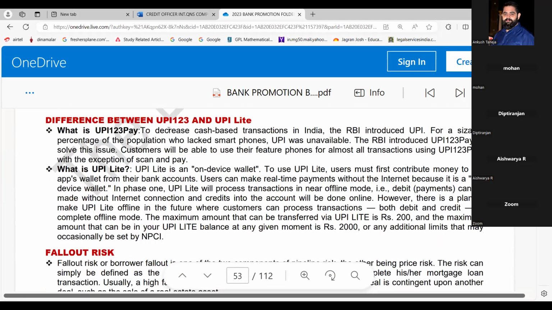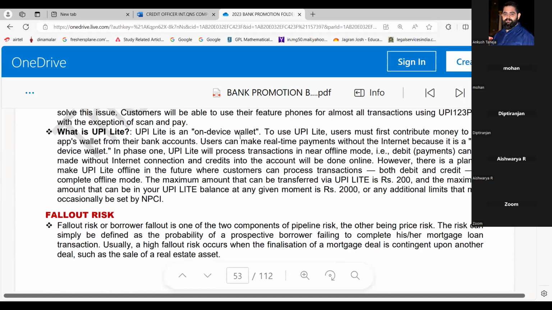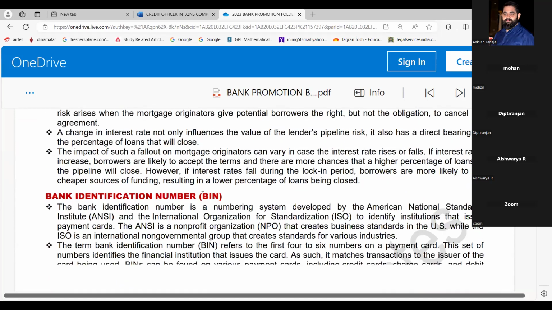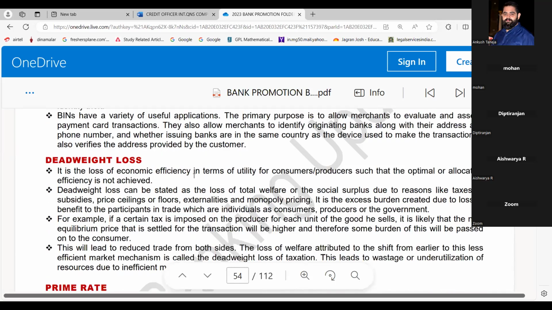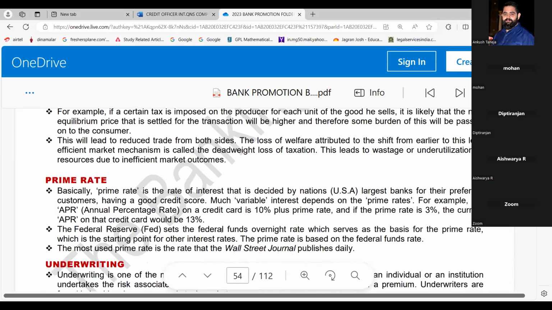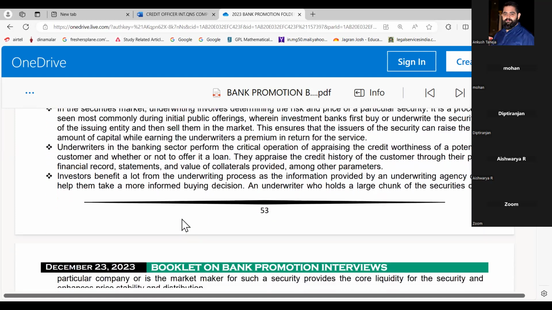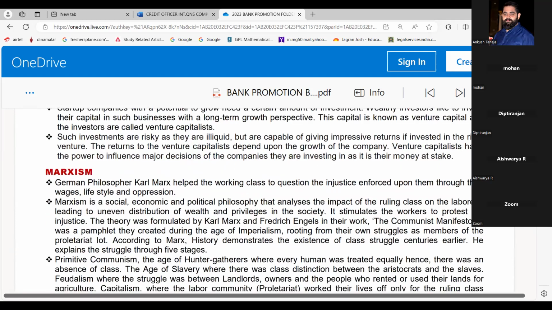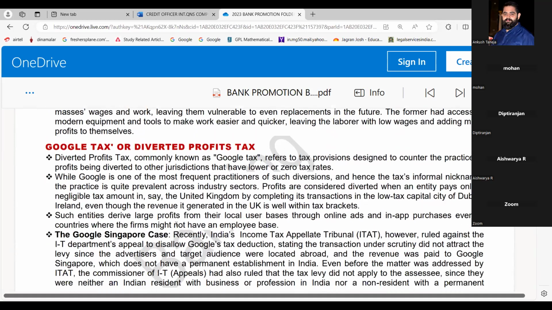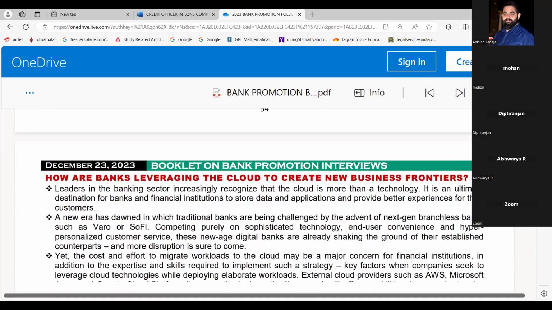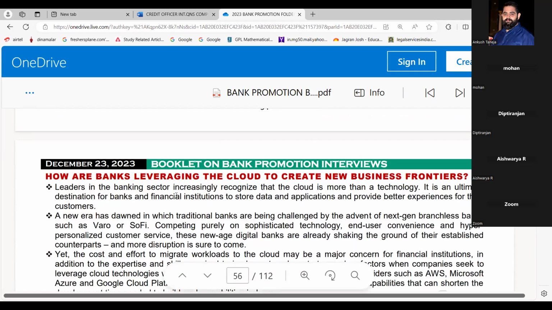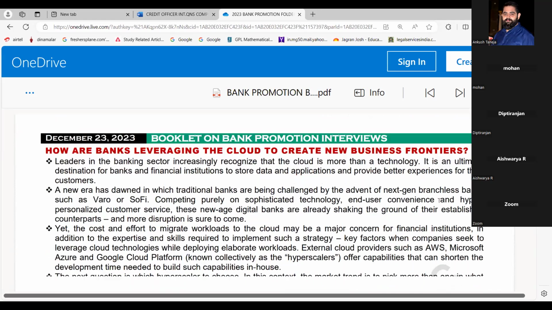What is difference between UPI 123 and UPI Lite? What is bank identification number? What is dead weight loss? What is prime rate? What is underwriting? What is venture capital? What is this Google tax or diverted profit tax? How are banks leveraging the cloud to create new business frontiers?